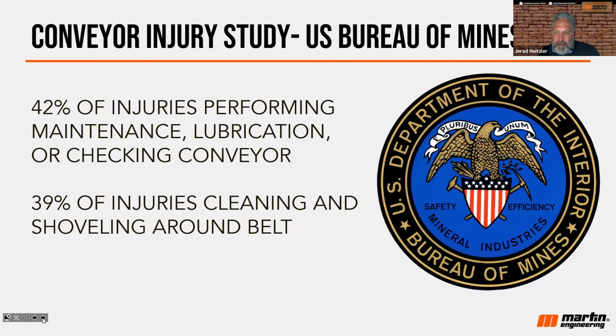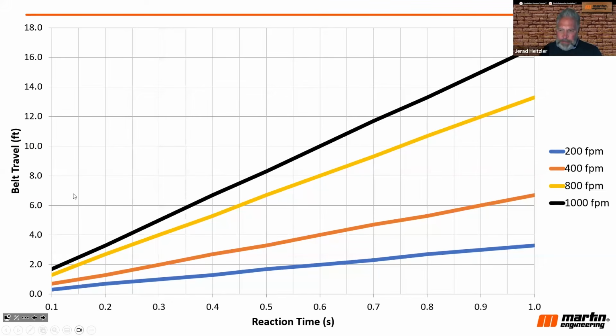So 40%, 39% of conveyor injuries from a study done by the U.S. Bureau of Mines indicates that the worker was hurt from cleaning and shoveling spilled materials. So you want to make sure that that material is kept on the surface of the belt as much as possible.